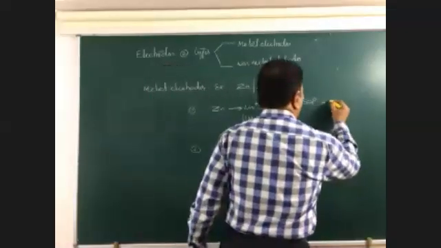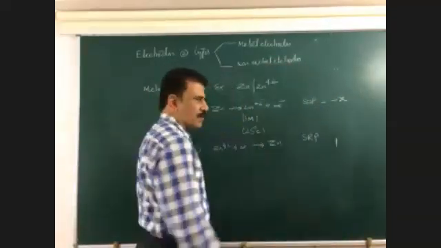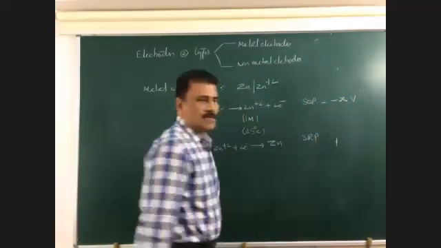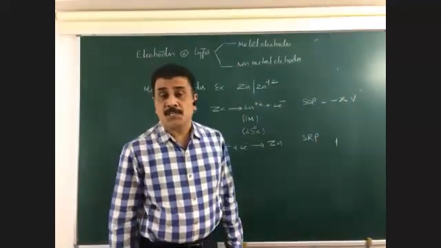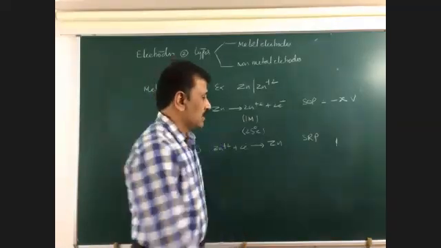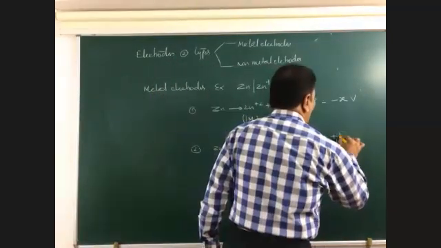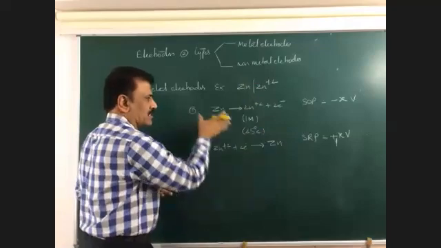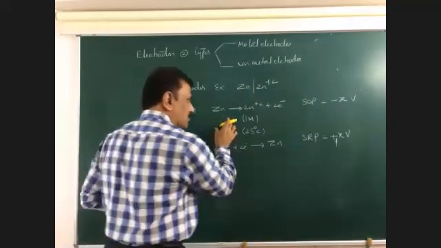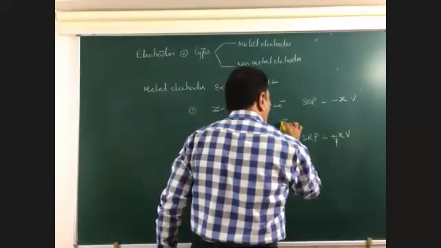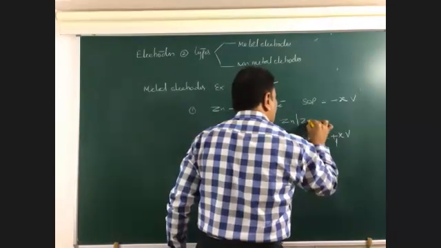If SOP is minus X, in terms of volts, since electrode potentials are measured in volts, then this SRP is plus X volts. Likewise, we have to write. This is called metal electrodes. And this is simply represented like this. These SOPs are represented like this.